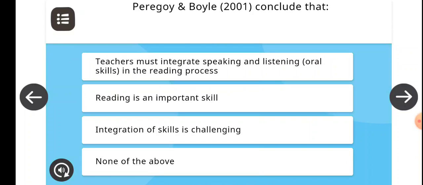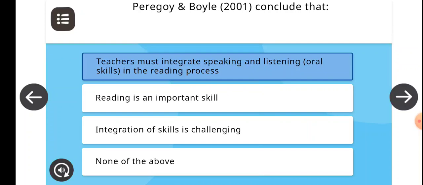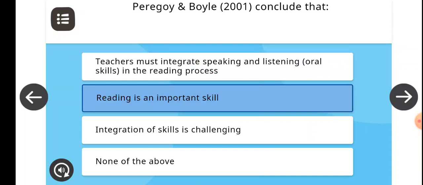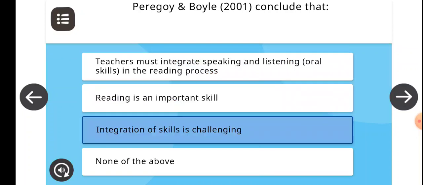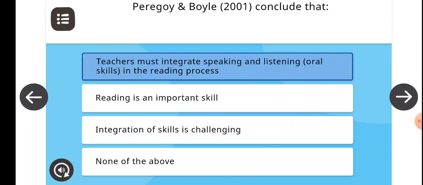Next, Paraguay and Boyle in 2001 concluded what? So, as per the material and the webinar sessions, we know that teachers must integrate speaking and listening in the reading process. We are not supposed to divide these two things. We need to integrate speaking and listening in the reading process. This is the right answer. Reading is an important skill. It is not right. Integration of skills is challenging. No, teachers must integrate speaking and listening skills in the reading process.